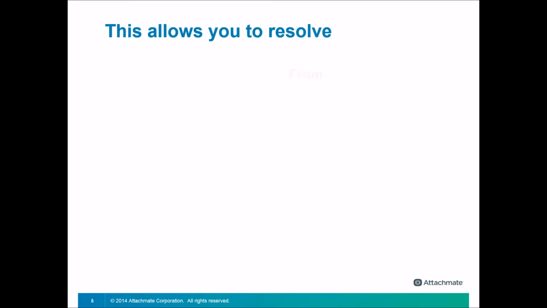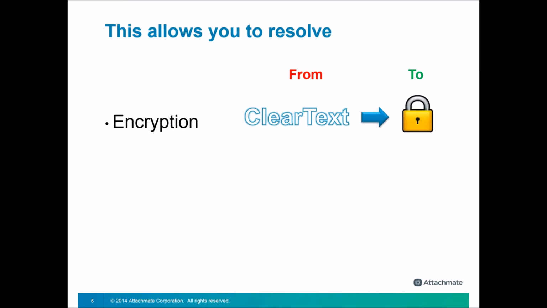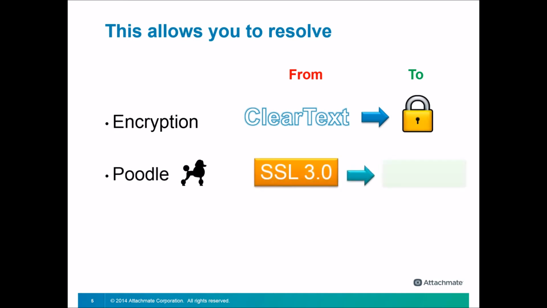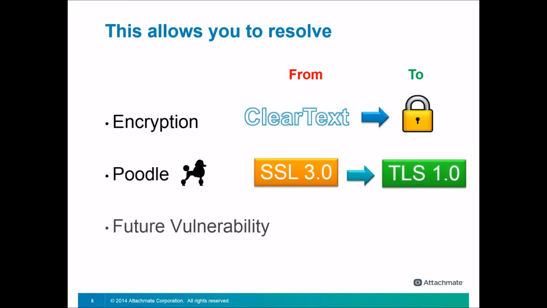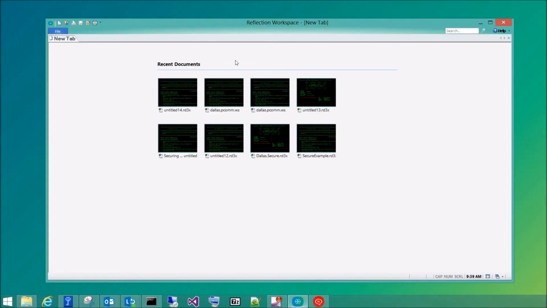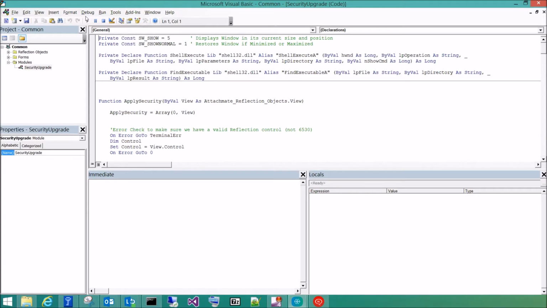This is going to allow several key capabilities. First, you'll be able to go from clear text to encrypted text. If you're struggling with a vulnerability like Poodle, you'll be able to move to a more secure protocol. And finally, if some future vulnerability crops up, you'll be able to address that instantly. I'm now opening Reflection to show you this API in action.